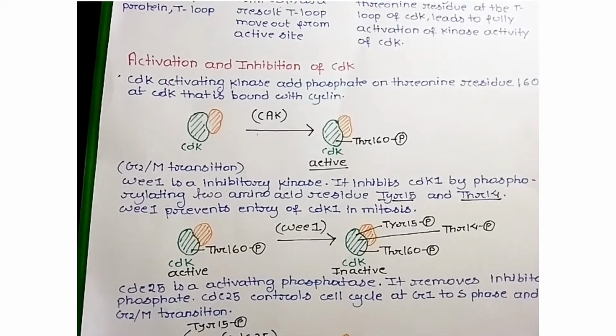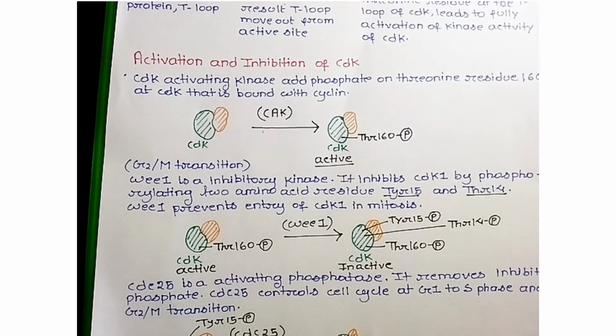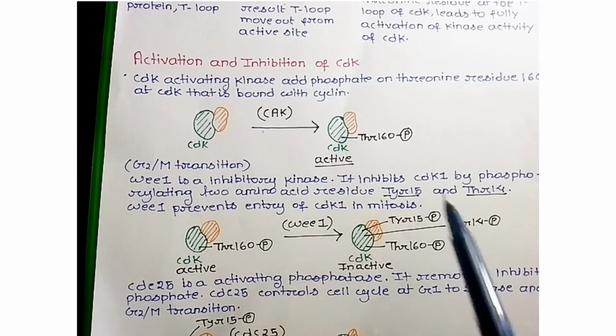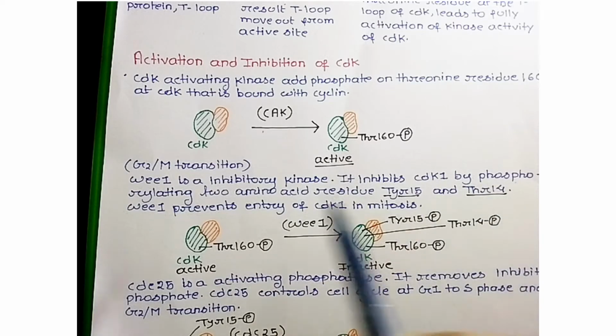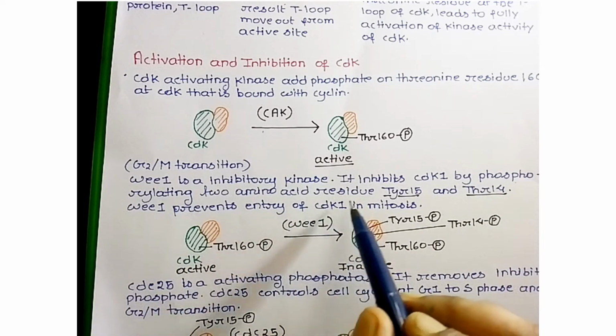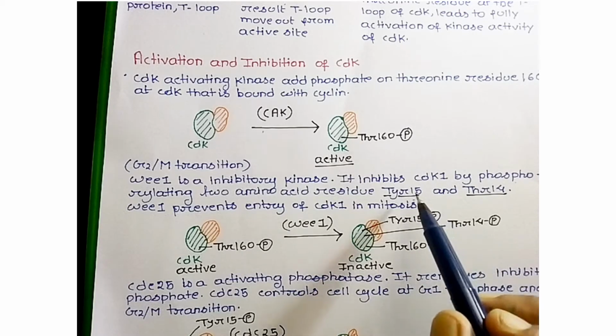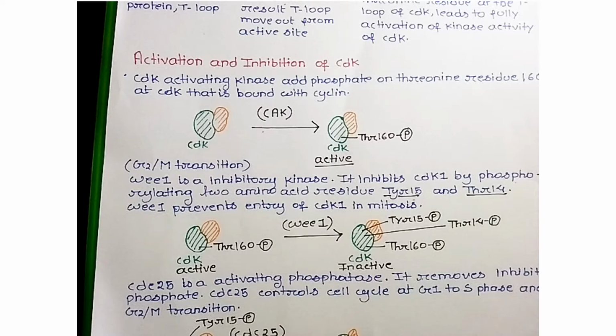Now there is an important type of kinase. The name of the inhibitory kinase is Wee1. Wee1 is the inhibitory kinase. It inhibits CDK1. CDK1 and cyclin B together form the MPF complex, maturation promoting factor, which we will discuss later. So MPF is inhibited by phosphorylating two amino acid residues. What are the names of the two amino acid residues? Tyrosine 15 and threonine 14. Wee1 prevents entry of CDK1 into mitosis.